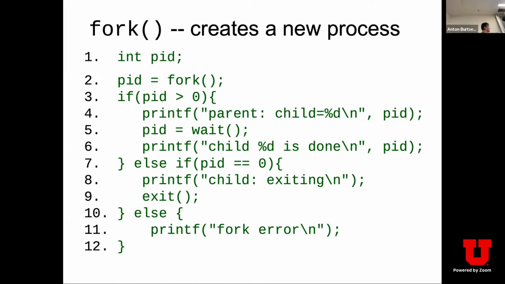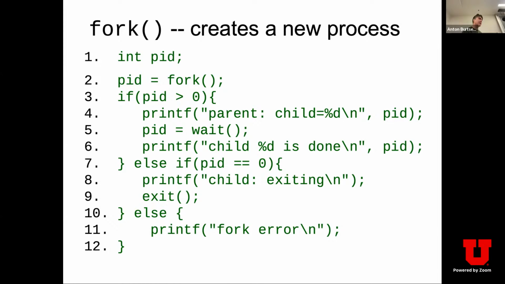There might be a case of an error, for example, the operating system ran out of memory and cannot create a clone of the process, right? And then it returns a negative number. So it's my last else statement at line 11. I print that fork failed, right? Okay, so relatively easy. And this kind of code you're going to write when you implement a shell, or people who did the shell already, they wrote it, right?